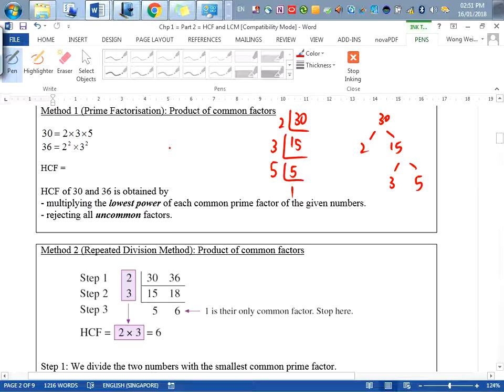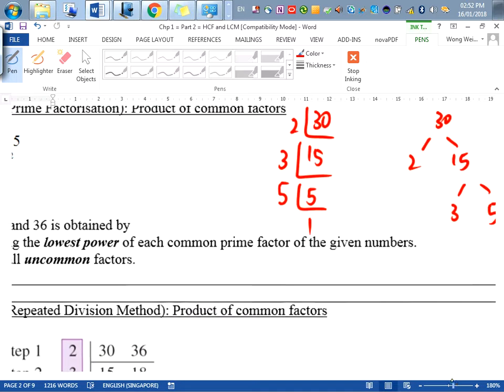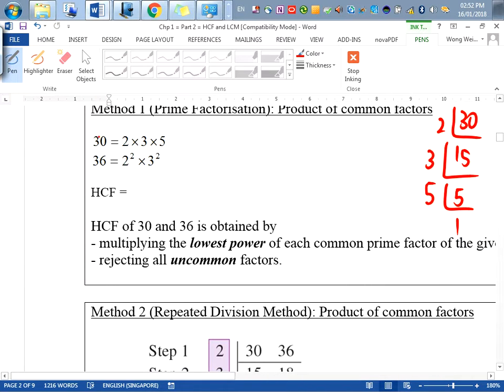for the HCF, the highest common factor, this is the trick, pay close attention. Or look at the screen. To find the highest common factor, all I need to do is to just find the common factors. Okay, let's take a closer look. What do I mean? Zoom in. 30 equals 2 times 3 times 5. 36 equals 2 squared times 3 squared. If I were to rewrite this, this will be 2 times 2 times 3 times 3. It's the same thing, right?